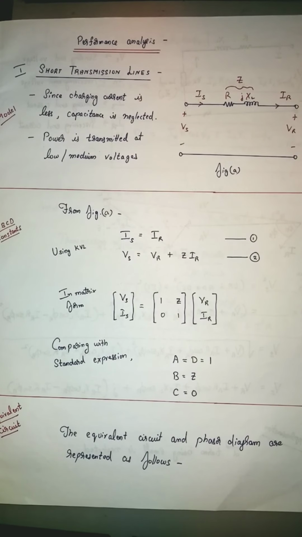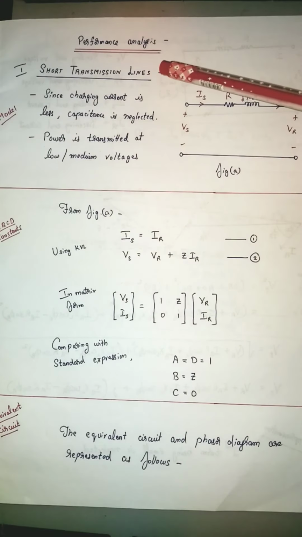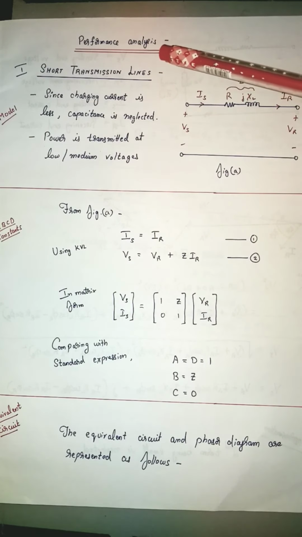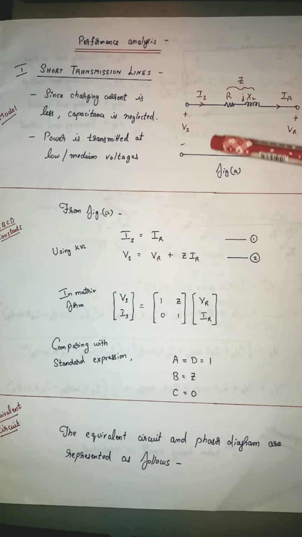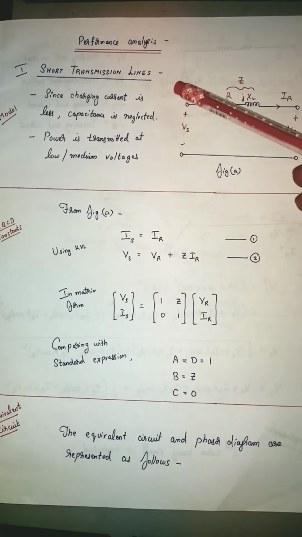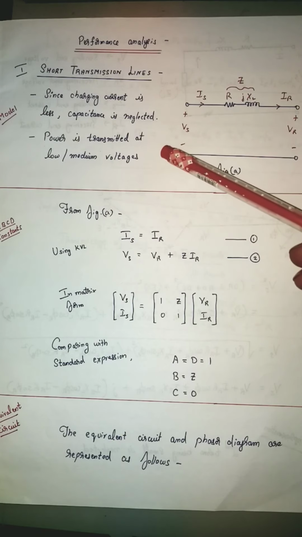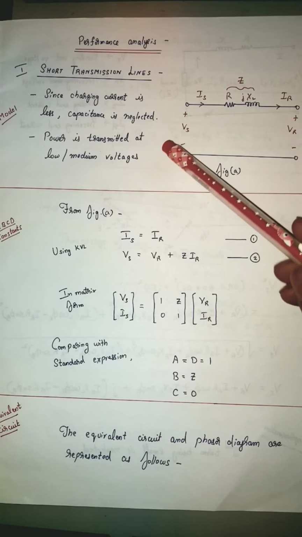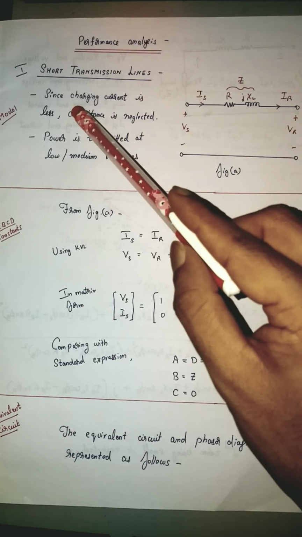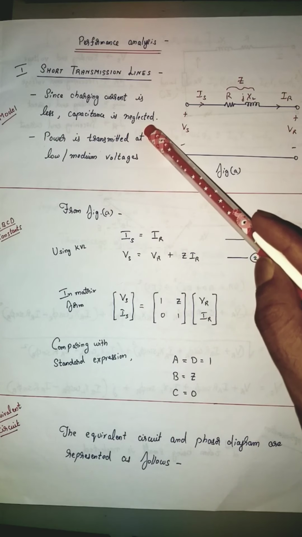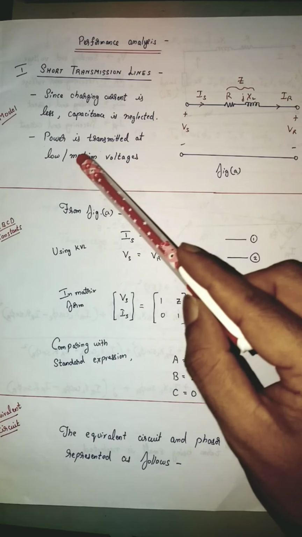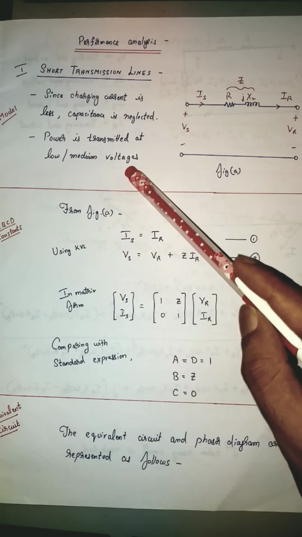Now comes the first one, performance analysis of a short transmission line. See, in the previous session, you have seen the equivalent circuit. In that equivalent circuit, you had a conductance and a capacitance, followed by impedance here. Now, when it comes to short transmission line analysis, first you are supposed to draw the equivalent circuit. Since it comes under the lumped parameter system, the charging current here is very less, and hence the capacitance is neglected. And power is transmitted at low or medium voltages in the case of a short transmission line.